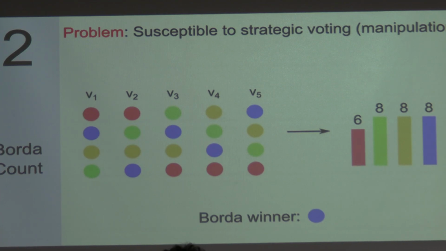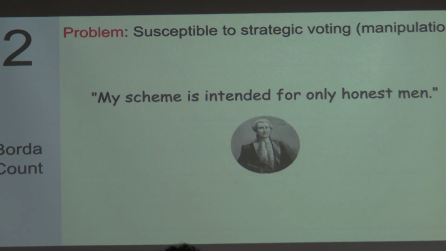So when Borda proposed this rule, actually Borda proposed this rule in the context of elections for the French Academy, I think, and he knew about this flaw. He knew that it was susceptible to manipulation, and his response was the following. He said, my scheme is intended only for honest men. Now let's ignore the sexism in this quote. But even other than that, I think this is not the way you deal with life's problems. He's just saying that if honest people use my voting rule, then this problem won't arise.